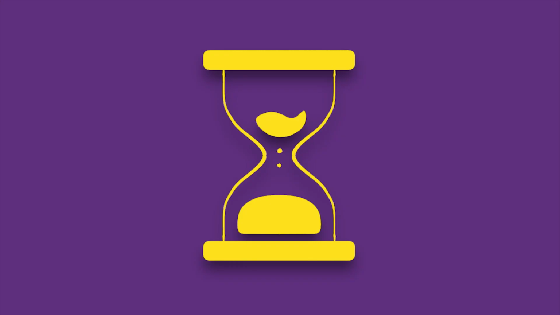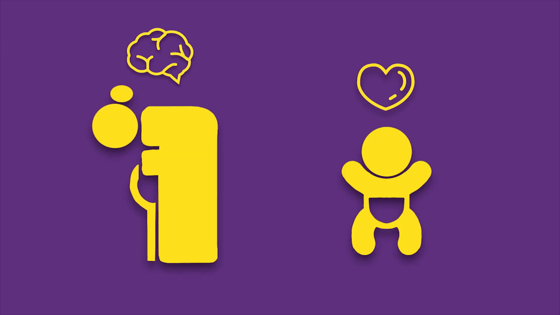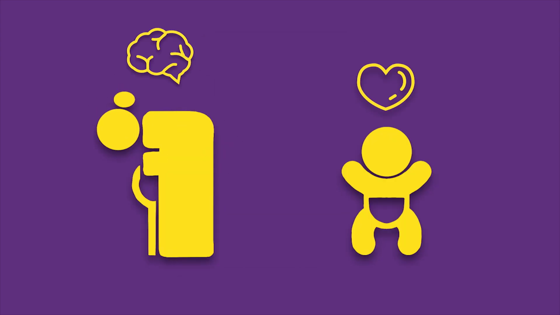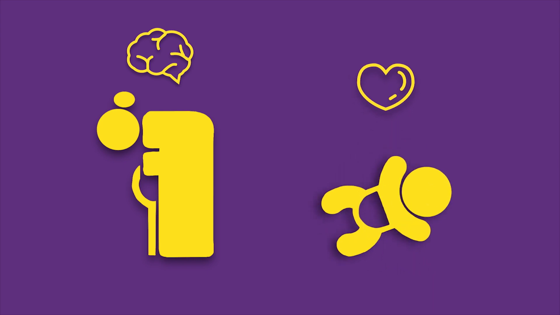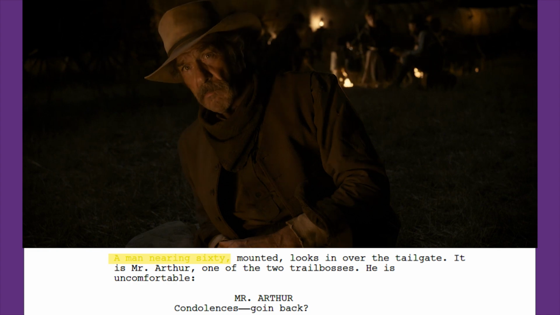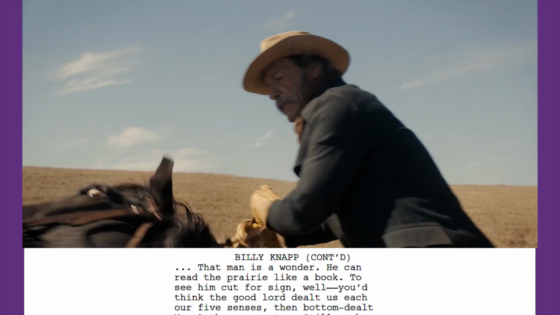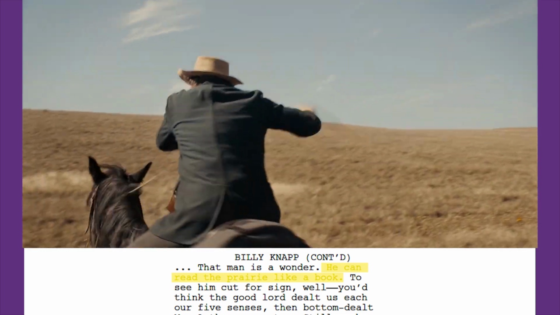Age can also quickly indicate a character's personality. An old person could be assumed to be wise or stubborn, whereas a young person could be assumed to be open-minded or naive. Mr. Arthur, a man nearing 60, is set in his ways. His age has made him an expert on surviving the Oregon Trail. He can read the prairie like a book, as Billy Knapp puts it.